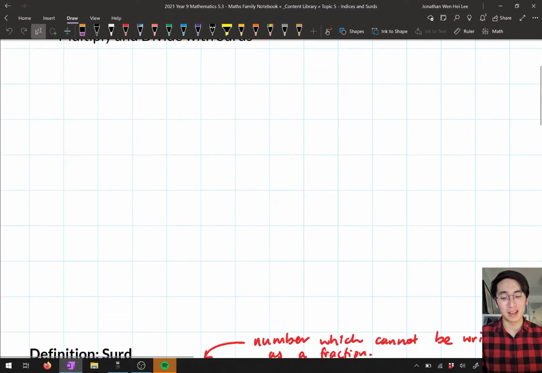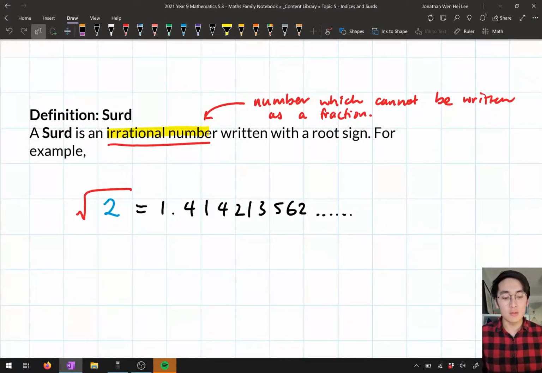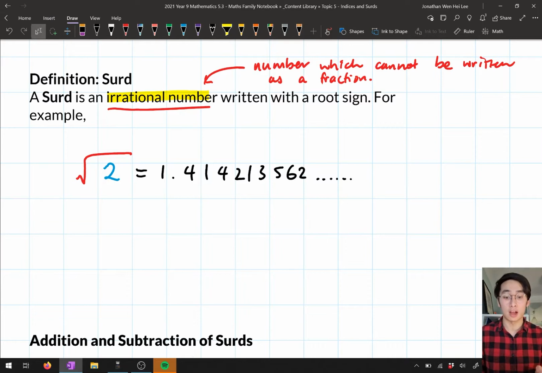Now if you remember from last lesson, here's the definition of what a surd was. A surd is an irrational number, a number that cannot be written as a fraction, which is written with a square root sign. For example, we looked at the number square root 2. It's a number we can't write as a fraction, and the way that we know this is that the decimal places go on and on forever when we put this in a calculator. And it's written with a square root sign.